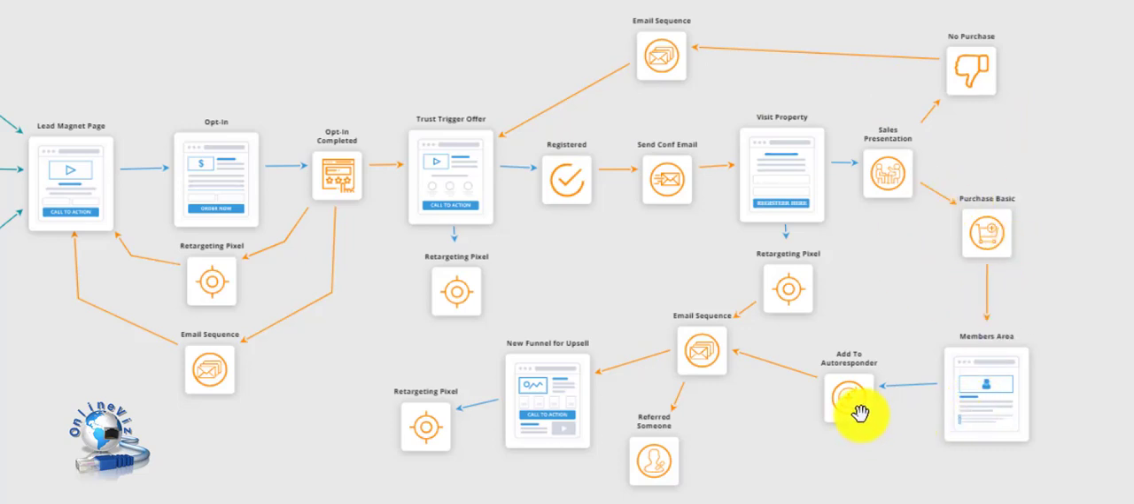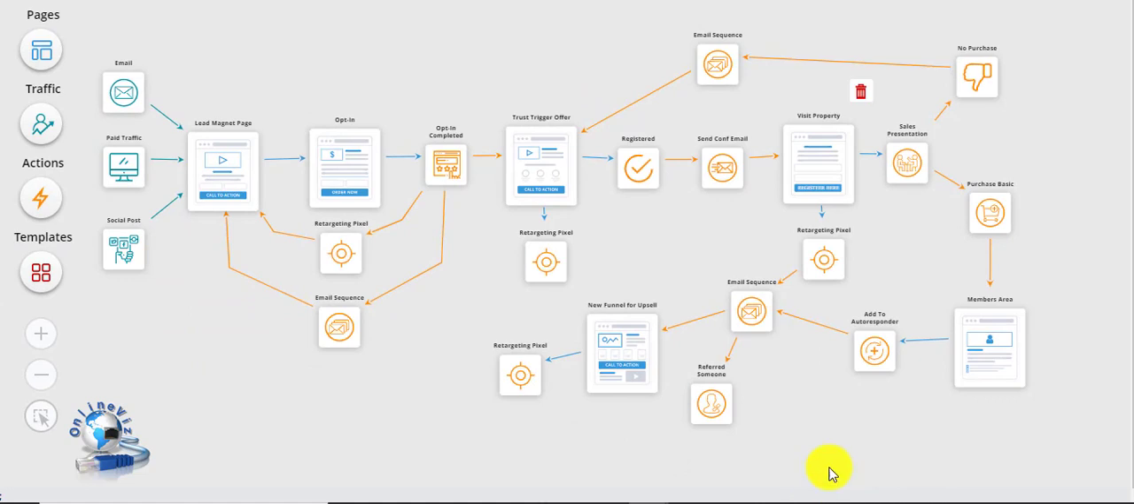If they say yes to your basic offer, then you can move them into your members area. You can put them into an autoresponder. You can do an email sequence, see if you can get them to refer someone else, or move them into an upsell later on for a better or a different type of membership, which you then retarget, and then just keep doing the circle all over again.